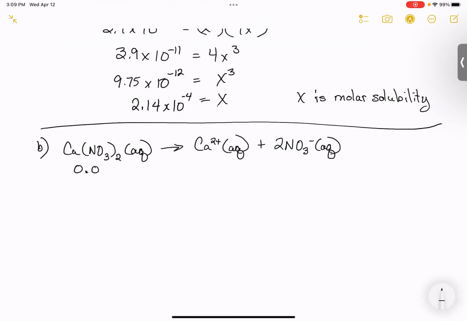Initially, you have 0.010 of the calcium nitrate. You have none of your calcium, none of your nitrate. Because calcium nitrate is entirely soluble, you will lose 0.010 of the calcium nitrate. Because calcium is formed in a 1-to-1 ratio with the calcium nitrate, you will make 0.010 of the calcium. And because the nitrate is in a 2-to-1 ratio with calcium nitrate, you will make 0.020 of the nitrate.